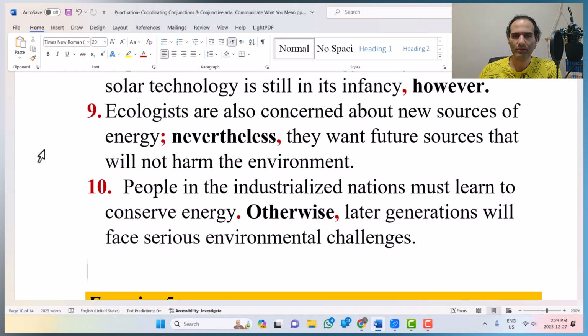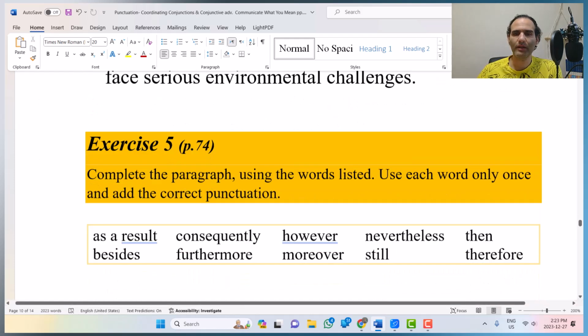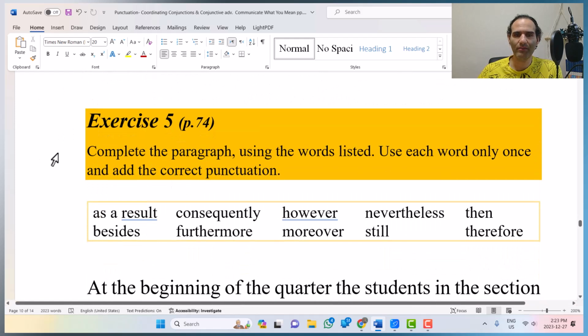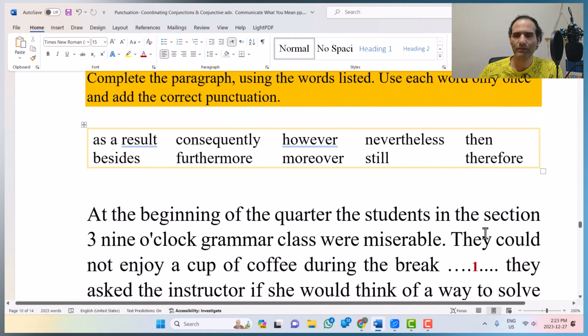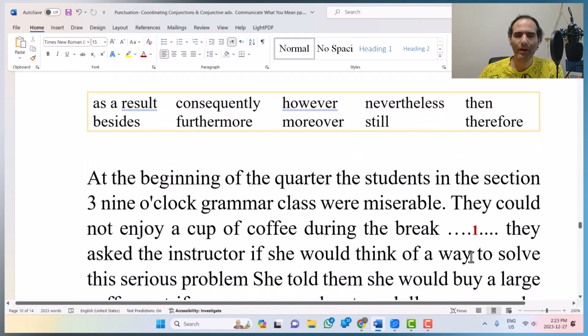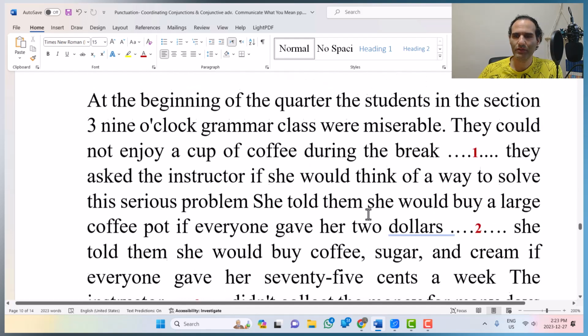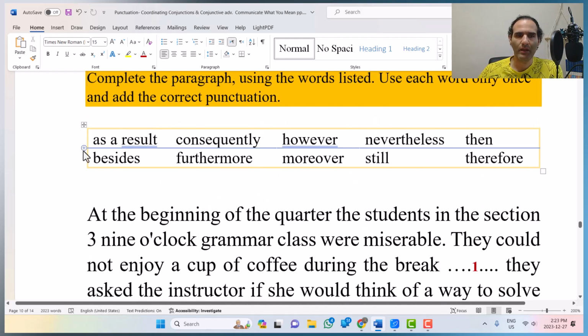Okay, this was the first exercise we took care of, and now exercise 5, page 74. There is a text for you here with a list of the given words for you to put in blanks. Now, there is more than one possible way for you to do this exercise, but I have come to one answer. But just here, I tell you that these words are some of them interchangeable. For example, as a result, consequently, and therefore.